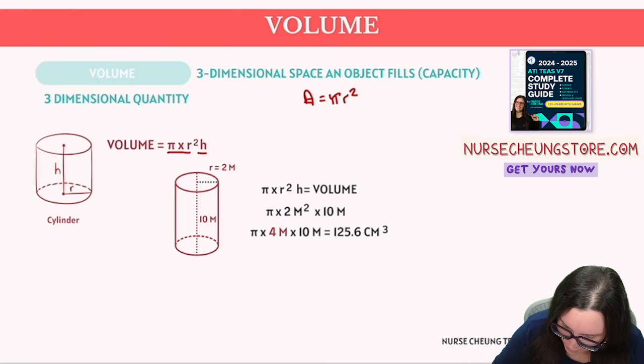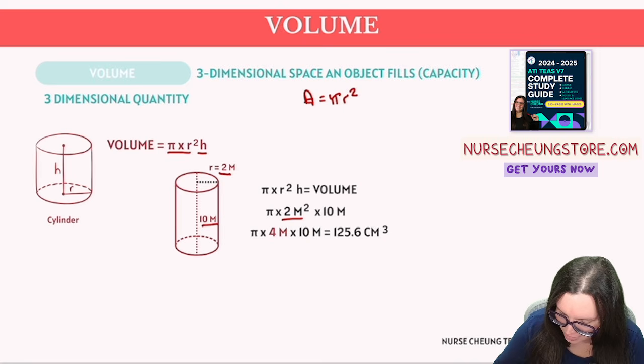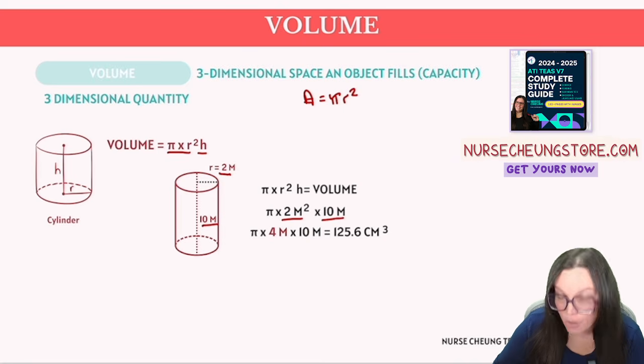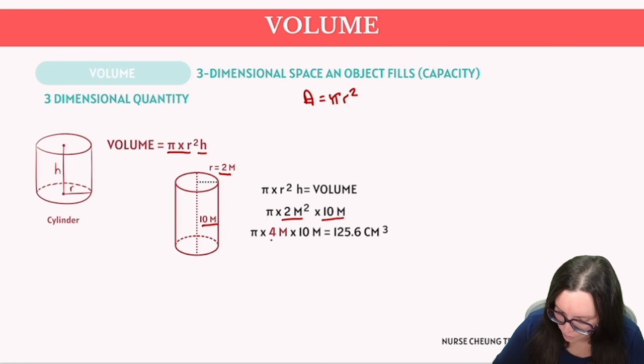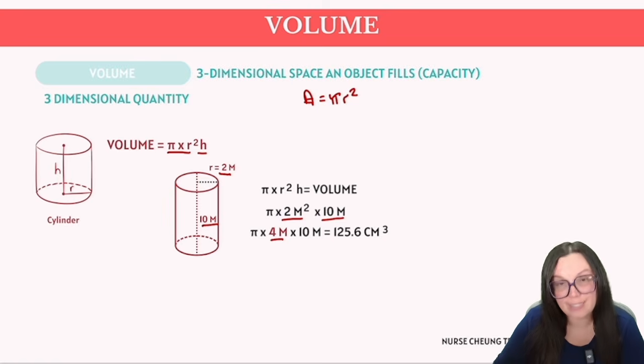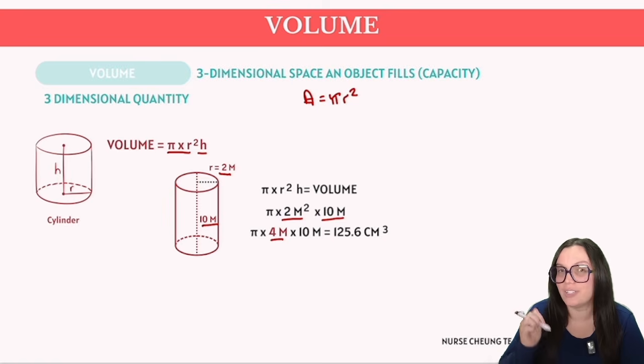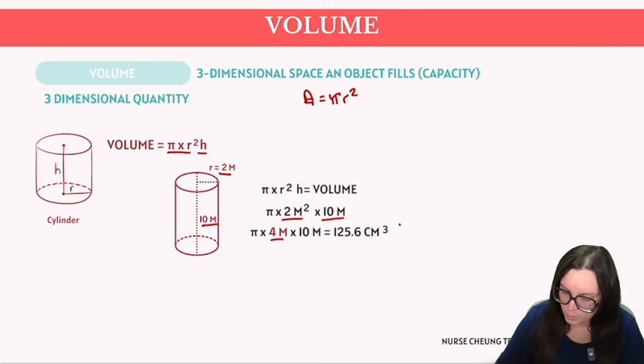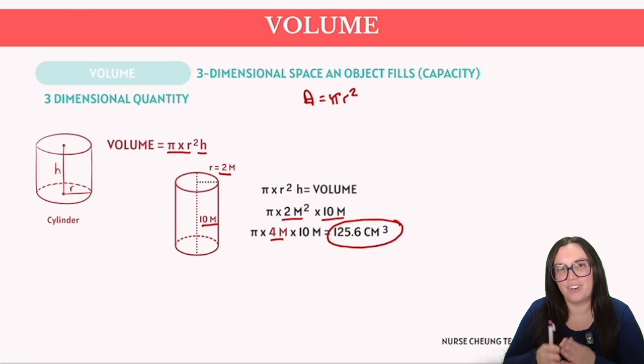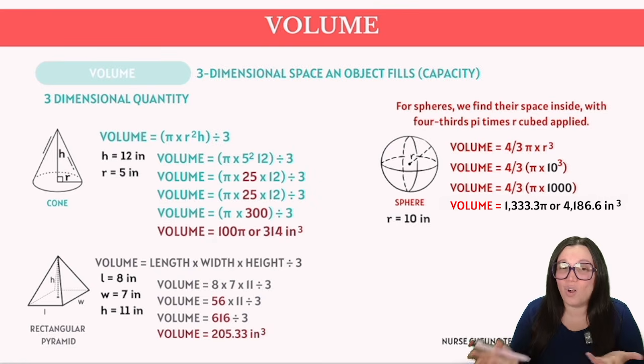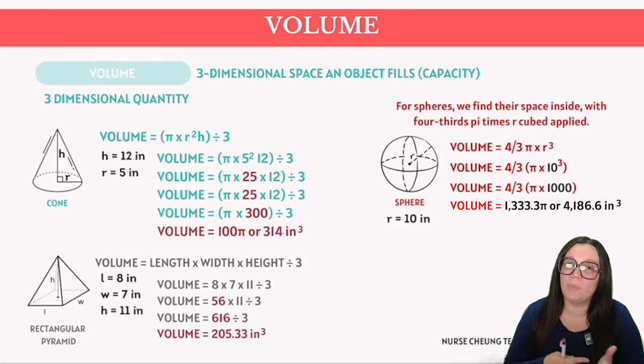So in our example here, we have a radius of 2, so we just plug that into our equation, and we have a height of 10 meters. So 2 squared is equal to 4 meters. 4 times 10 is equal to 40 times pi, which is again 3.14, is going to give us the overall volume of our cylinder as being 125.6 centimeters cubed.